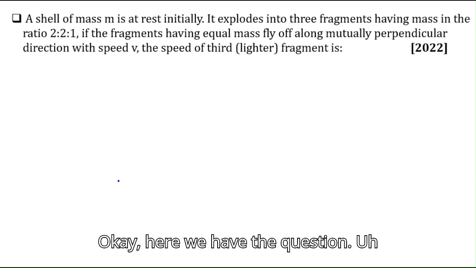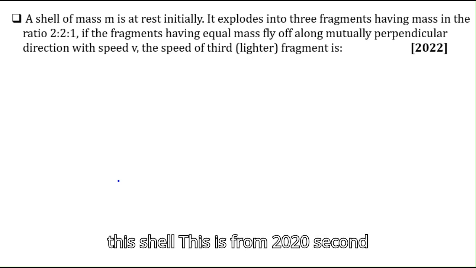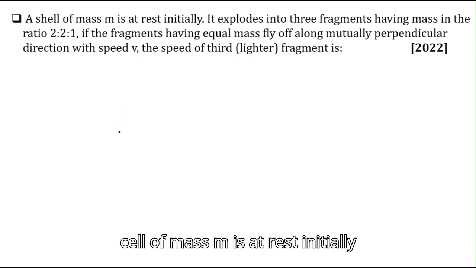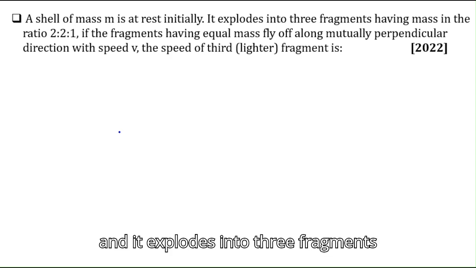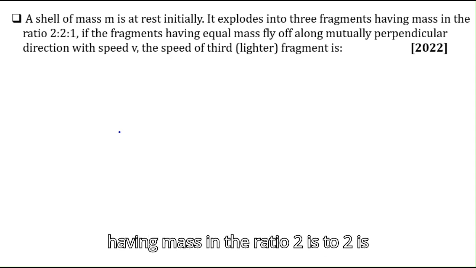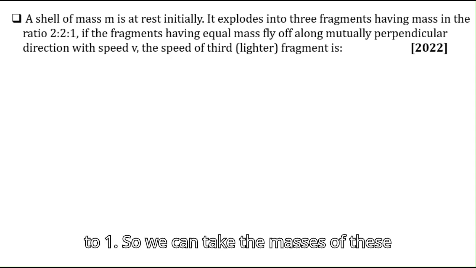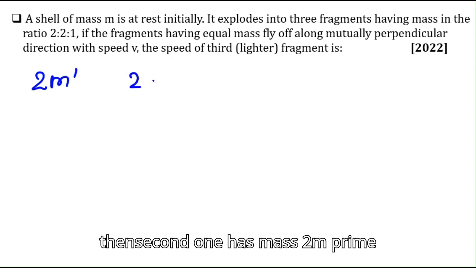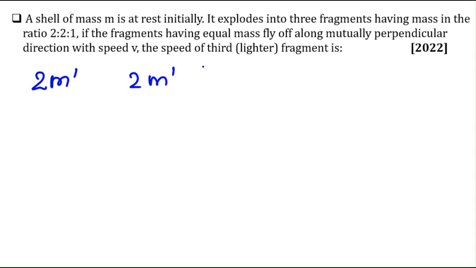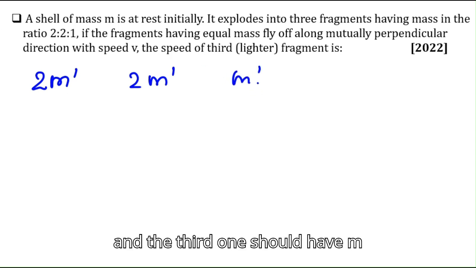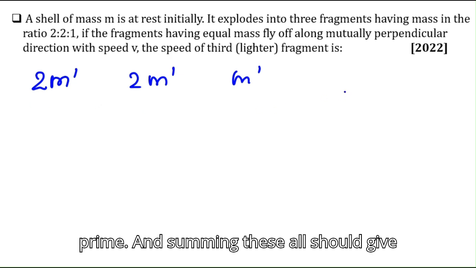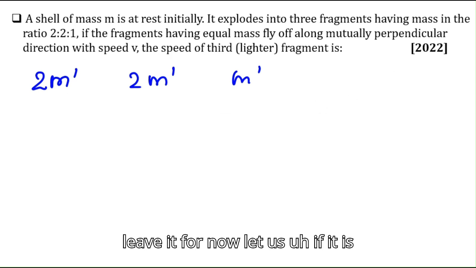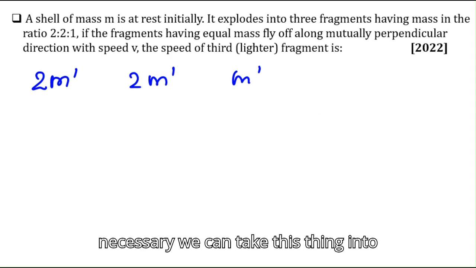Okay, here we have the question. This is from the 2022 NEET paper. So what is happening here? A cell of mass m is at rest initially, and it explodes into three fragments having mass in the ratio 1:1:2. So we can take the masses of these fragments as, let's say, m prime, m prime, and 2m prime. Summing these all should give us m. So leave it for now. If it is necessary, we can take this into account.